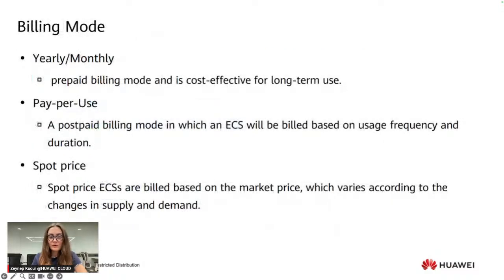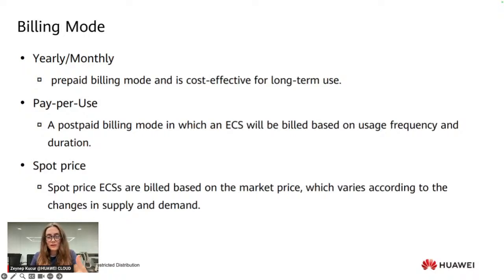And maybe you're wondering what billing mode is. ECS offers three billing modes, but spot price is not available in some regions. It's available in some regions. Yearly or monthly is prepaid and cost-effective for long-term usage. So if you're planning to use your ECS for a long term, I advise you to buy it yearly. And if it's more suitable for you to buy it monthly, do it monthly. And pay-per-use is a postpaid system where you're billed based on how often and how long you use the service.